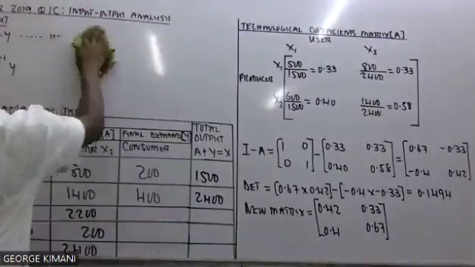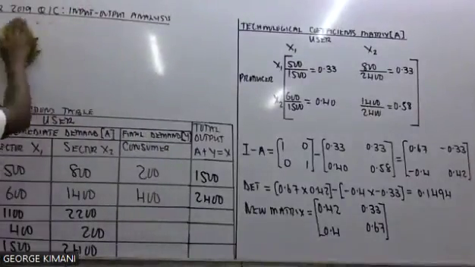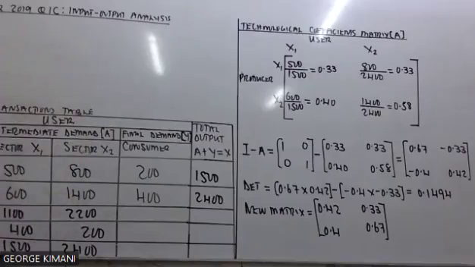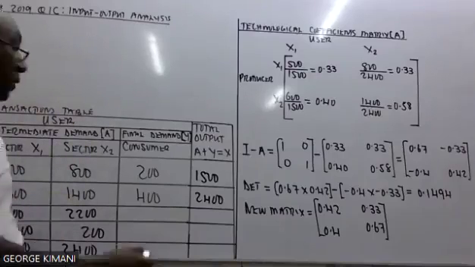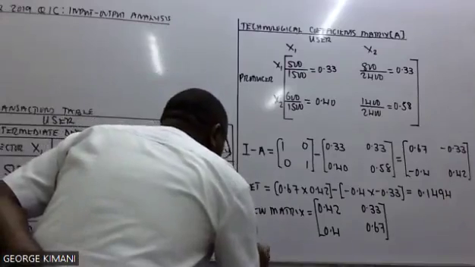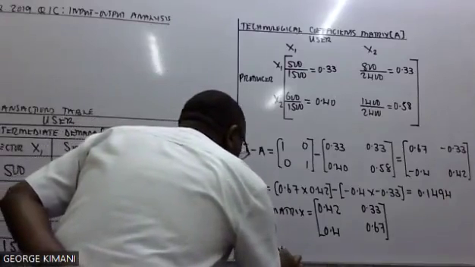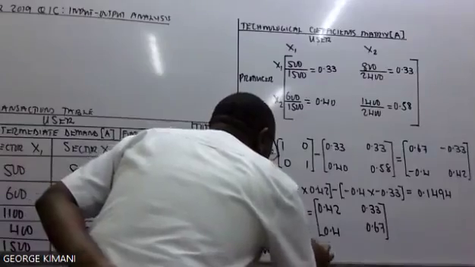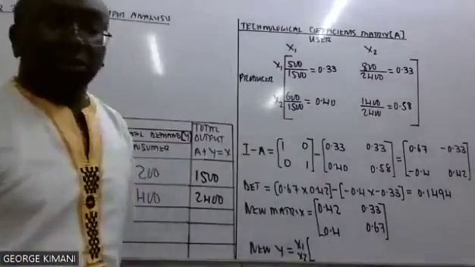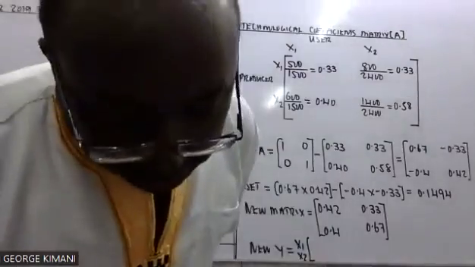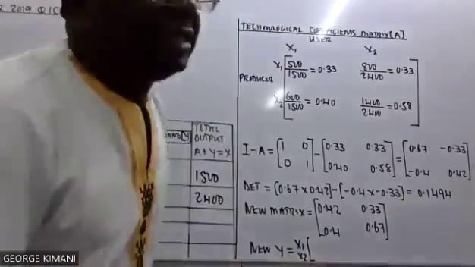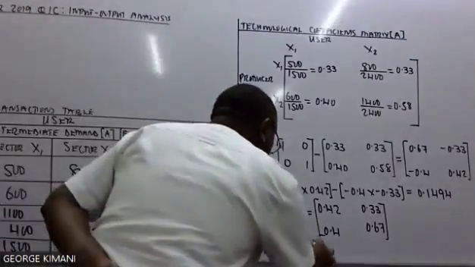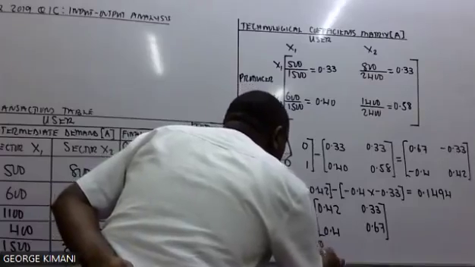So when you have the new matrix, then you also give us the new Y. Y we have x1 and x2 here. We are told the new one has changed to what? To 400 and 800. Okay? 400 and 800.